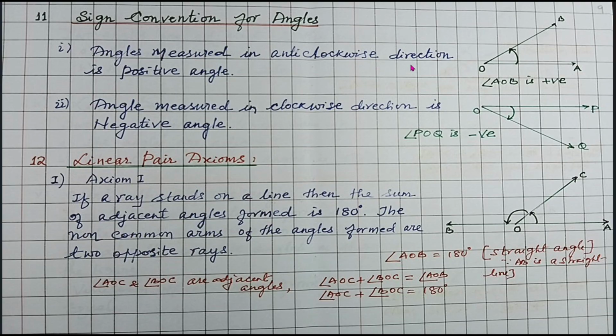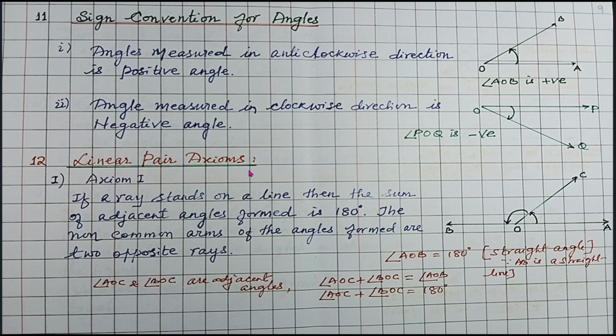Now sign convention for angles. Angles measured in anti-clockwise direction is positive angle. So if the rotating arm moves from OA in the anti-clockwise direction, takes the position OB, then we find that angle AOB is positive. So therefore angles measured in anti-clockwise direction is a positive angle. Angle measured in clockwise direction is a negative angle. So when the rotating arm moves downwards here in the clockwise direction, the angle POQ is negative.